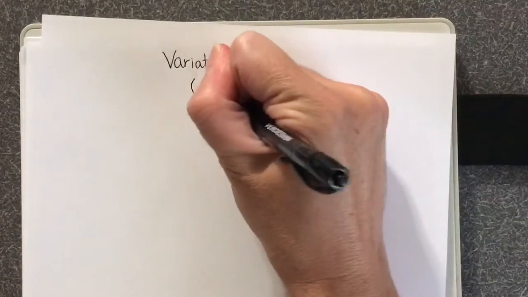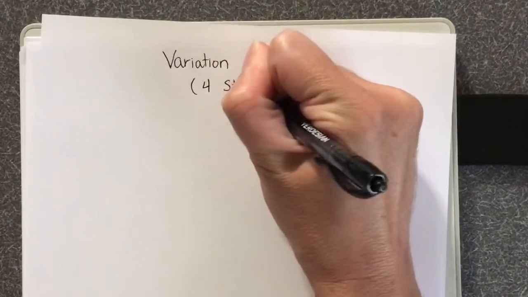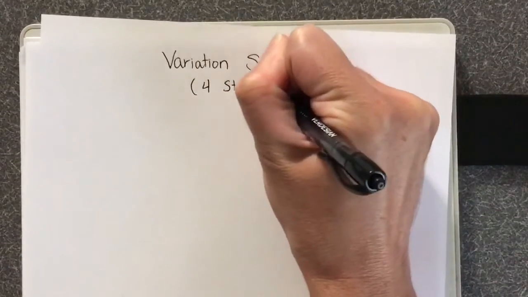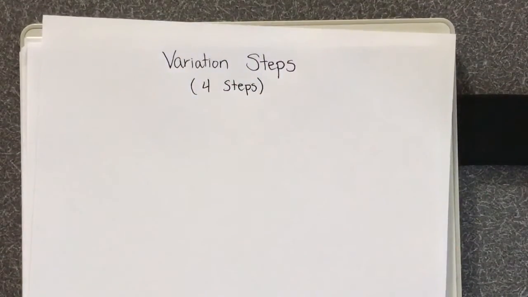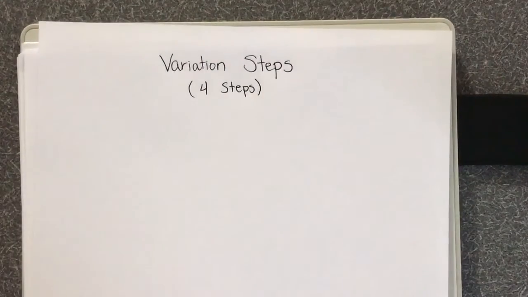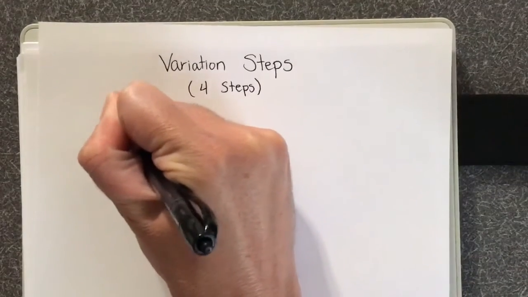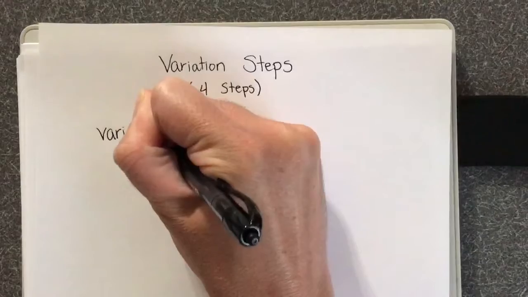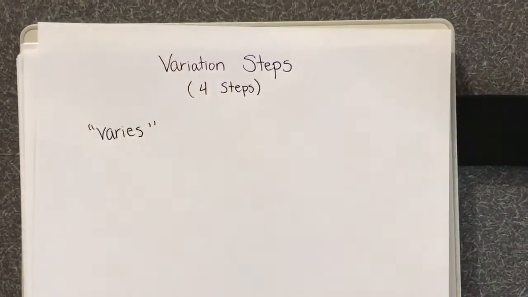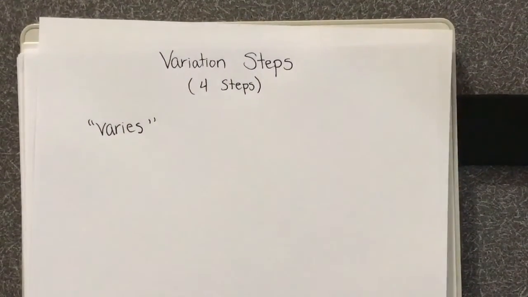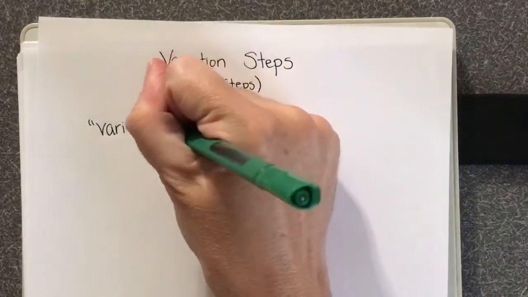So in this video, you're going to learn the 4 variation steps. Now, before we write down the steps, there's a couple things that you've got to keep in mind or that you have to interpret. So anytime you see the word varies, varies means equals. So when I see the word varies, I know that that means equals.